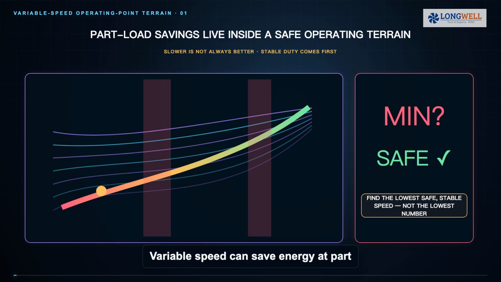Variable speed can save energy at part load, but the goal is not the lowest speed command. The goal is the lowest safe, stable speed that still delivers the required duty. Every project has an operating terrain containing useful regions, minimum boundaries, and speeds that should be avoided.